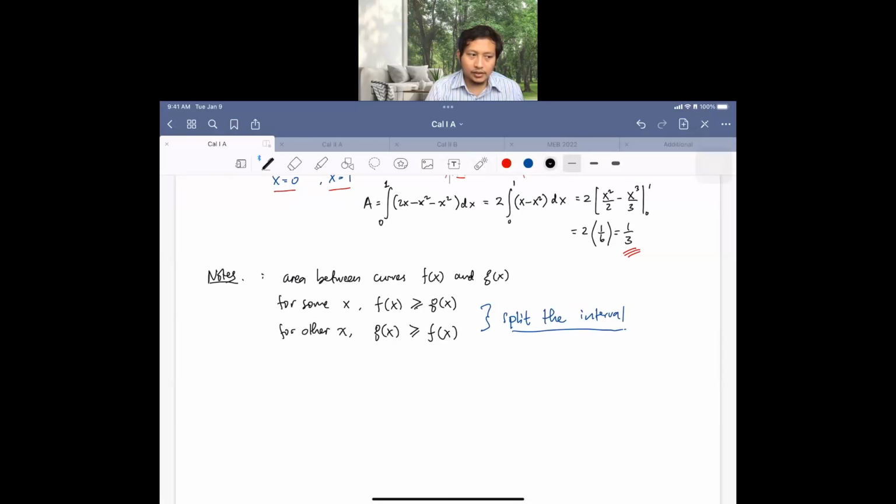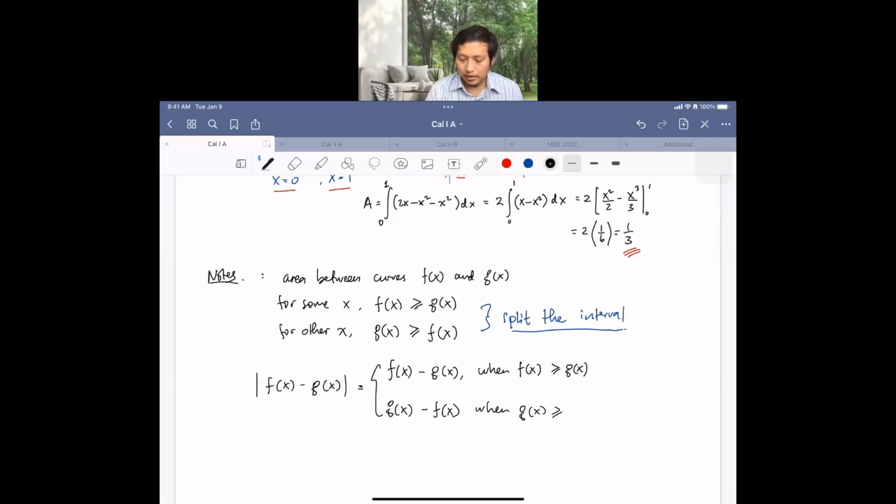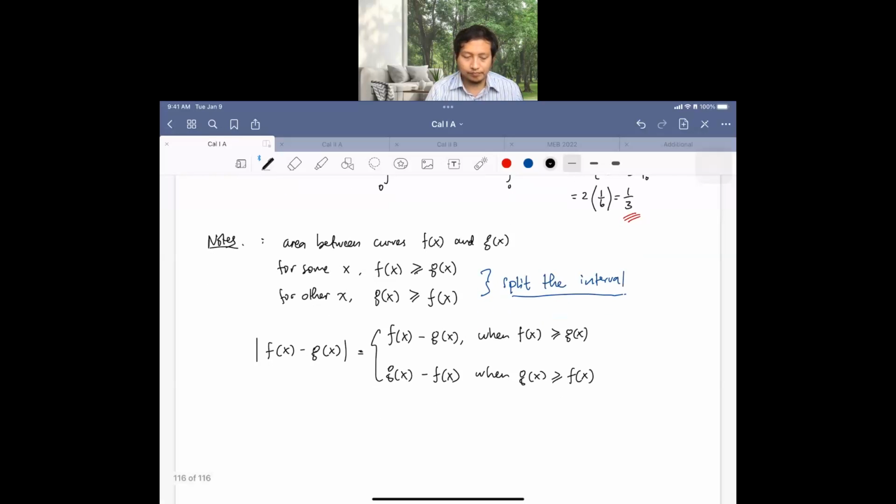But we can write it more generally, using the absolute value of f of x minus g of x. But we need to define this absolute value according to the interval. For example, we will write f of x minus g of x when f of x is greater than g of x, and g of x minus f of x when g of x is greater than f of x.